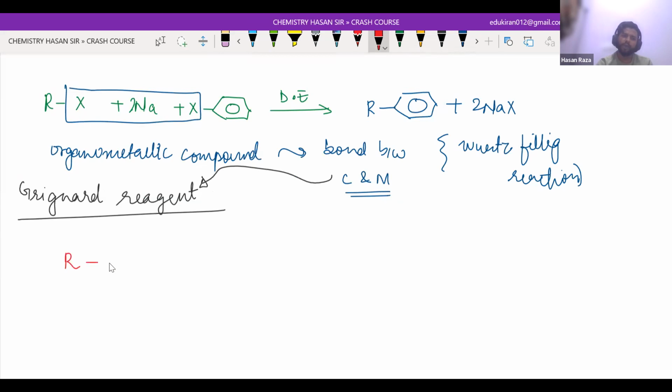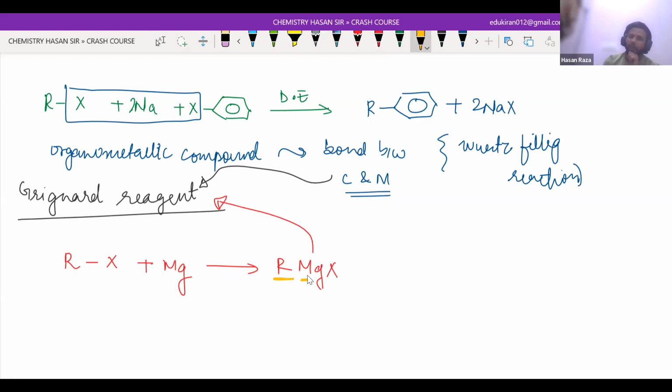If you are going to react this RX with Mg, you will be getting RMgX, and this is what we call Grignard reagent. There is a bond between carbon and magnesium, that means metal, and that's why it is also called organometallic compound, and this is very, very reactive.